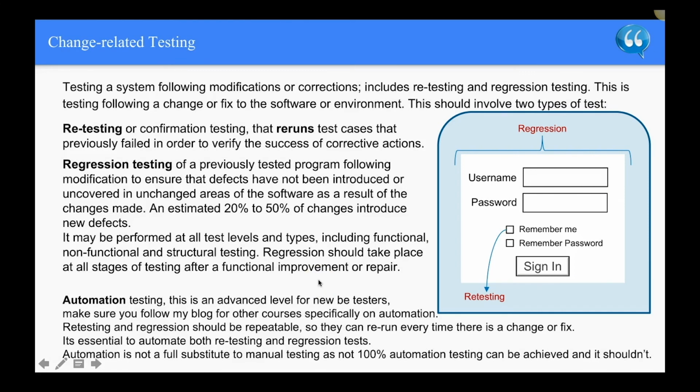Change-related testing. Testing a system following modification or corrections. Include retesting and regression testing. This is testing following a change or fix to the software or environment. This should involve two types of test: retesting and regression testing.